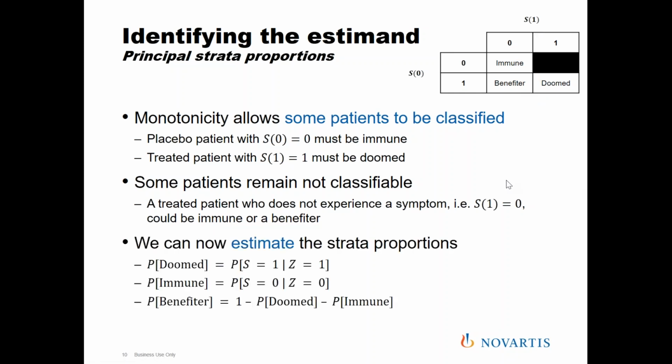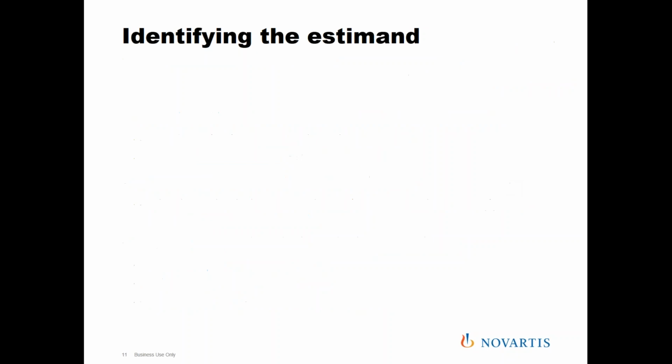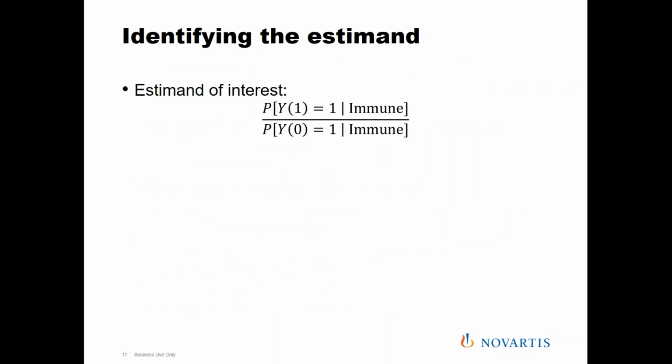But monotonicity, together with the fact that we had a randomized trial, allows us now to estimate the principal strata proportions. The proportion of doomed patients is simply estimated by the proportion of patients in the active arm who experience the symptoms. The proportion of immune patients is estimated by the proportion of patients in the control arm that did not experience the symptoms. And then for the benefiter proportion, we know the strata have to sum up to 1, so the benefiter proportion is just 1 minus the other 2. Okay, good. So we're able to estimate the strata proportions.